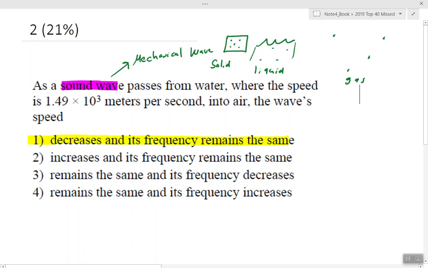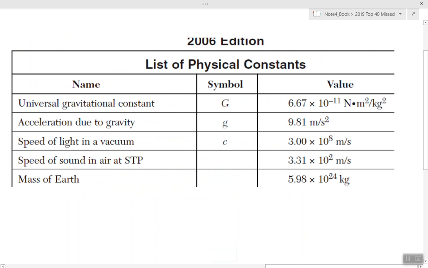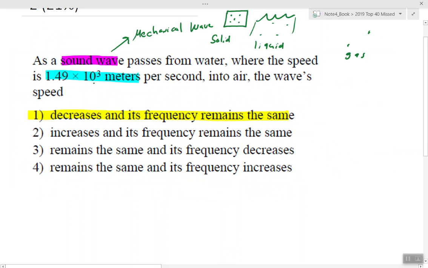But there is an even better way to know the answer to this question. They gave you the speed in water. And they give you the speed of sound in air. If you convert this to a regular number, that's 1,490 meters per second versus 331 meters per second. So it's clearly faster in water than air.